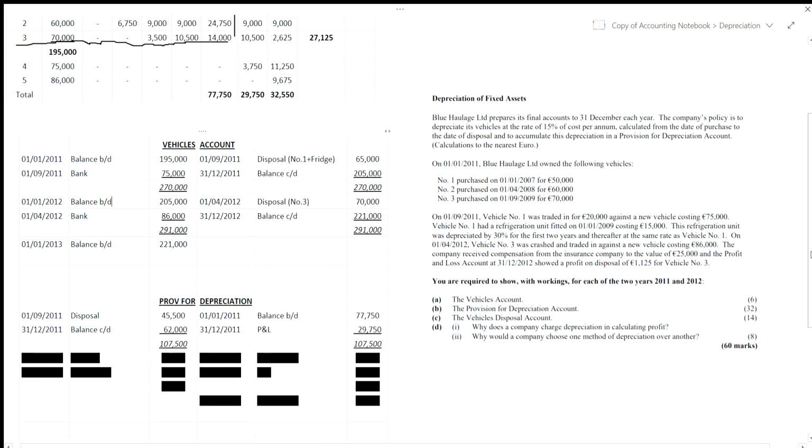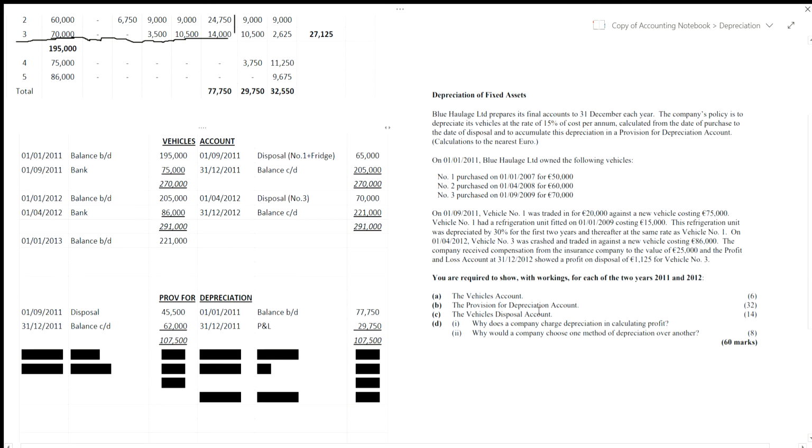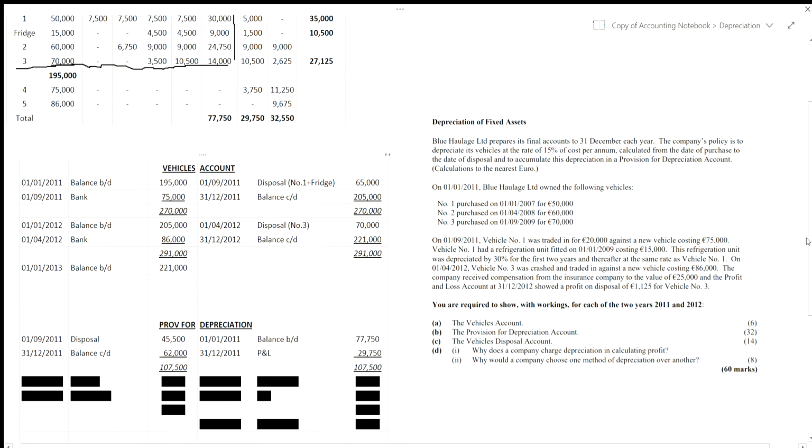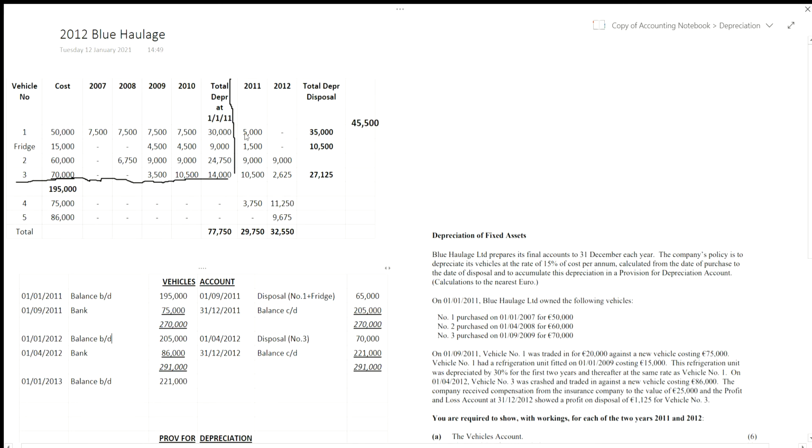The depreciation account. This is my second account here. For my depreciation account at the beginning of 2011, here on the credit side, how much was the total depreciation? I can find that above in the table. We found the depreciation for 2007, 8, 9, and 10 here.